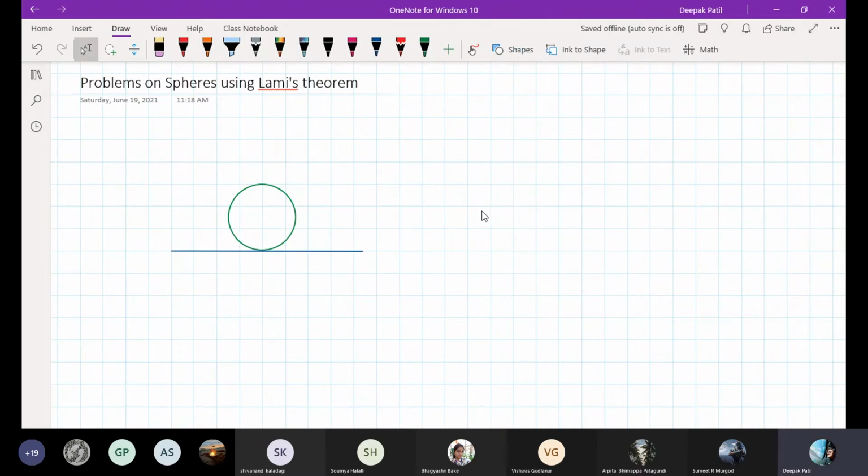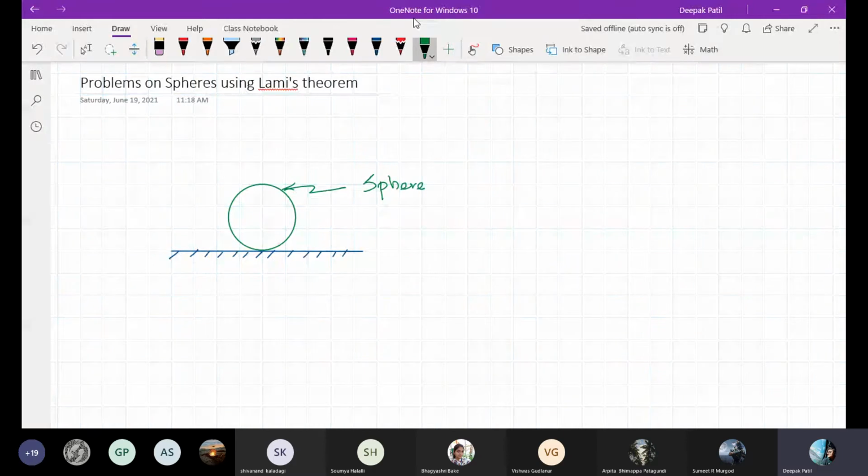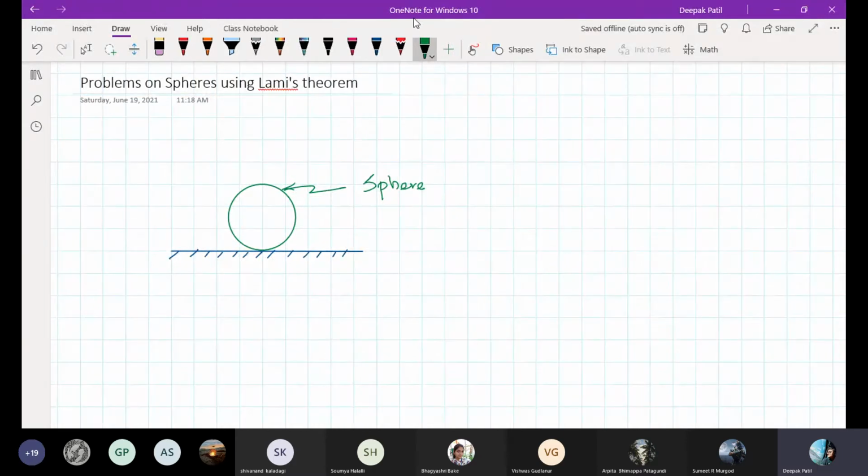Suppose this is some surface. On this surface, let me say this is a sphere. You can imagine it as an iron sphere, steel sphere, or whatever. Now this sphere is resting on this surface.